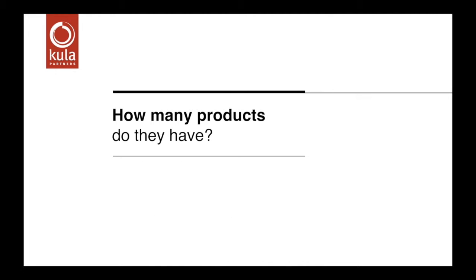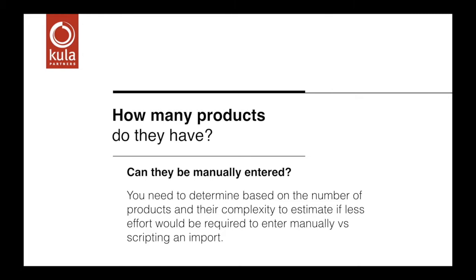If they do currently have products, how many products do they have? And what is the effort going to be in order to migrate those products? Is this something that can be manually entered, or are you going to need to script an import? Oftentimes, scripting an import can be a lot more work than it would actually take to just manually enter the products, so that's something you need to consider before you dive into it.